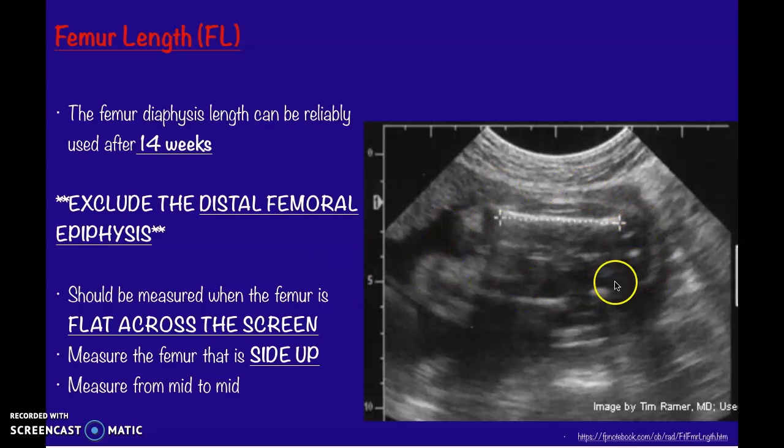So in this image, we see the femur. This is also a little leg right here, but we're going to measure the one that is side up and flat across the screen. So you want to measure the femoral diaphysis, which is meaning from mid to mid. You don't want to include the distal femoral epiphysis. So we can also see some amniotic fluid and placenta, and we see another little lower extremity.